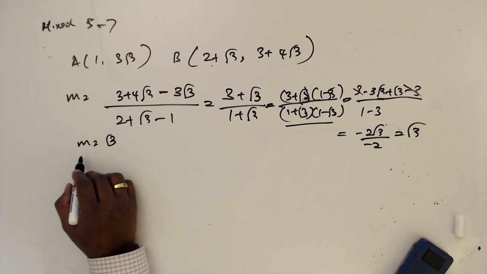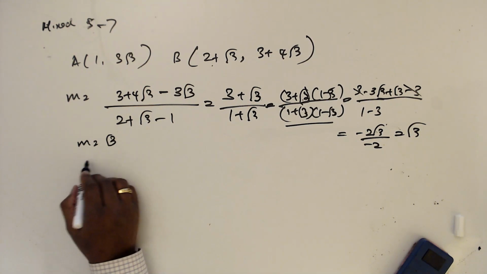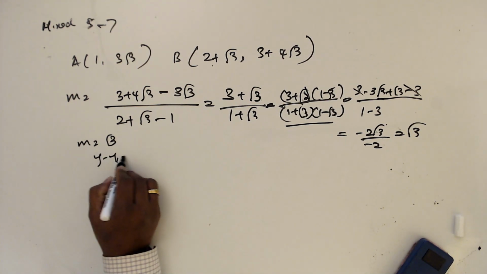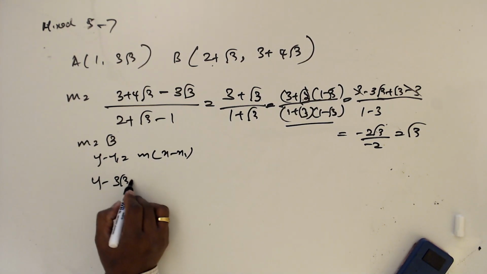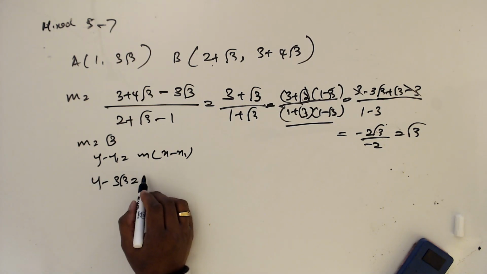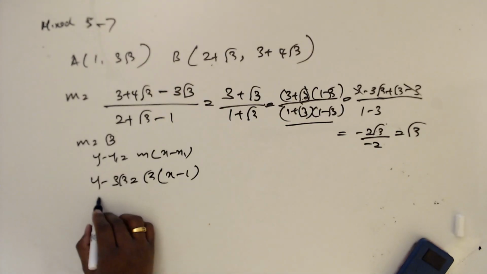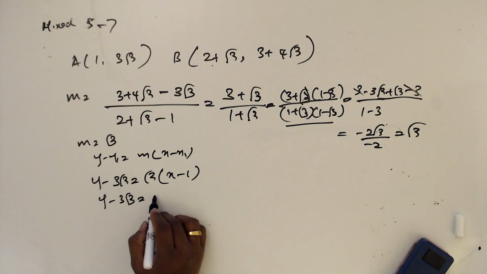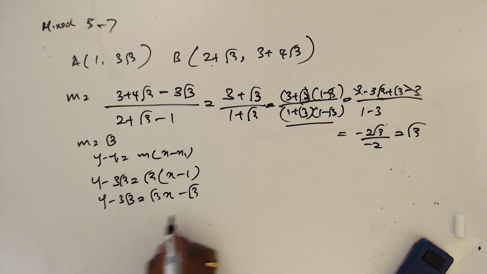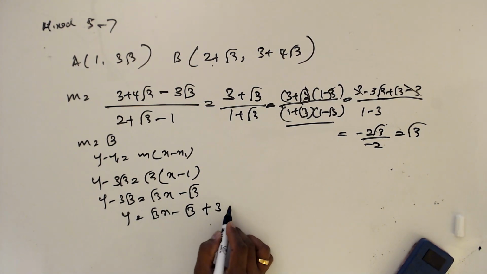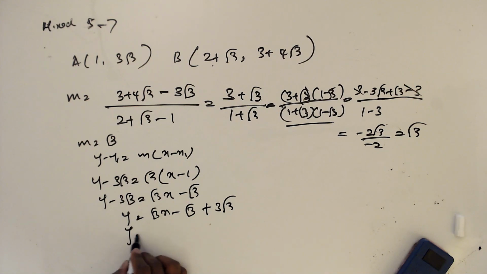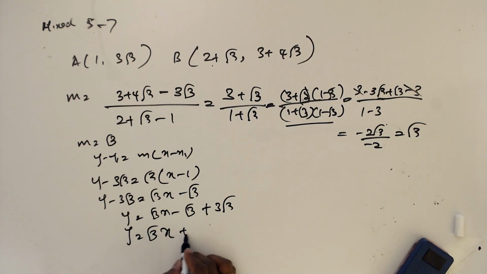Now, the equation: y minus y1 equal m times x minus x1. Y minus 3 square root 3 equal m, which is square root 3, times x minus 1. Y minus 3 square root 3 equals square root 3x minus square root 3. Y equal square root 3x minus square root 3 plus 3 square root 3. This will become y equal square root 3x plus 2 square root 3.